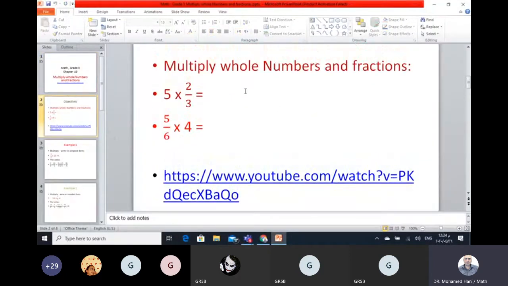So today we want to learn how to multiply whole numbers and fractions. As you see here, we have 5 multiplied by 2 over 3. 5 is a whole number and 2 over 3 is a fraction. We want to learn today how to multiply this operation.